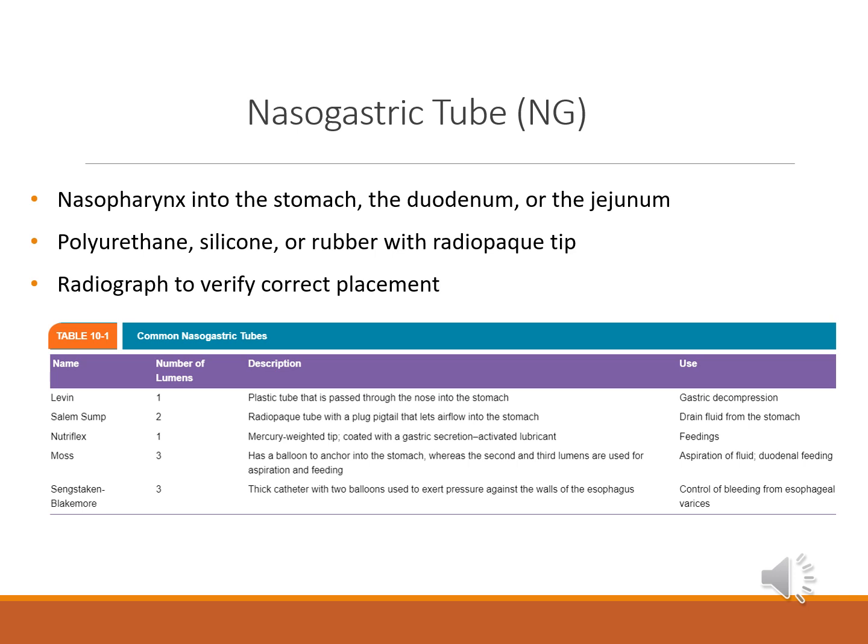A nasogastric tube, or NG tube, is typically made of polyurethane, silicone, or rubber. They are inserted through the nose and go down into the stomach, the duodenum, or jejunum. If a patient cannot use their nose for the tube, it can be inserted through the mouth and guided over the tongue. NG tubes serve various purposes, including diagnostic tests, delivering feeding or medications, treating intestinal blockages, as well as controlling bleeding. The most commonly used NG tubes are the Levin and Salem sump types.